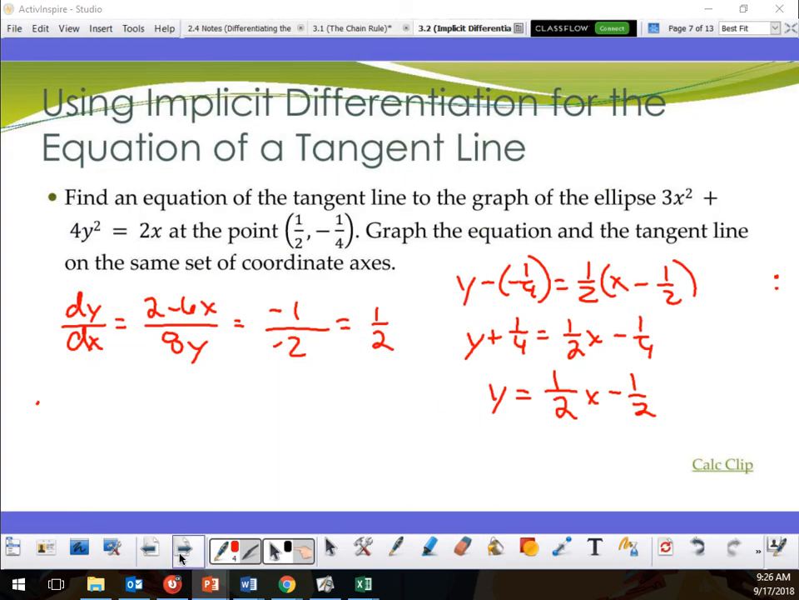Now, anyone have questions on graphing a relation? Okay, we just got to change it to relation first, right? Right.